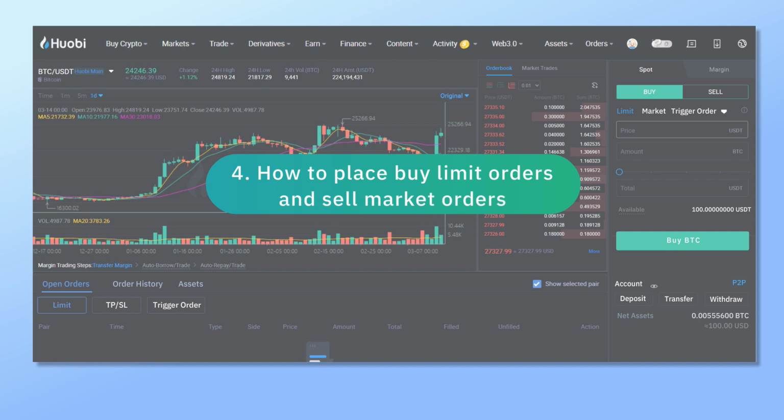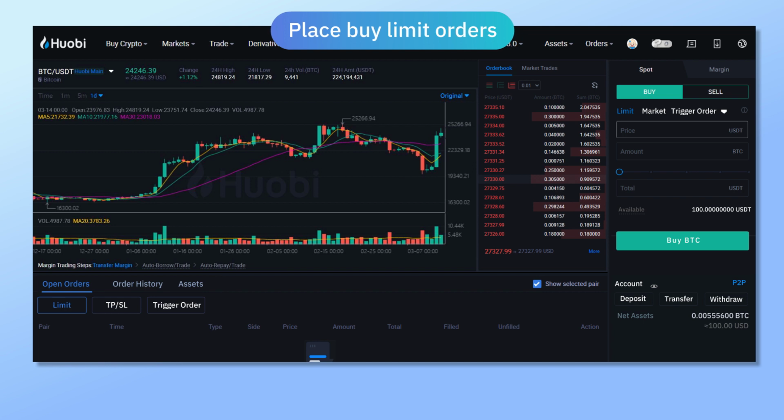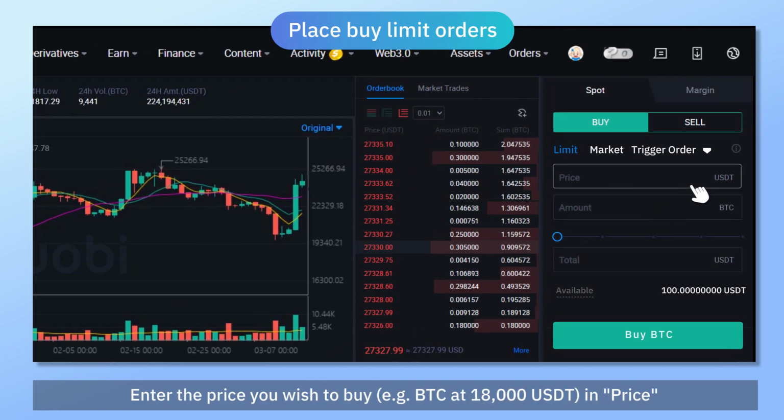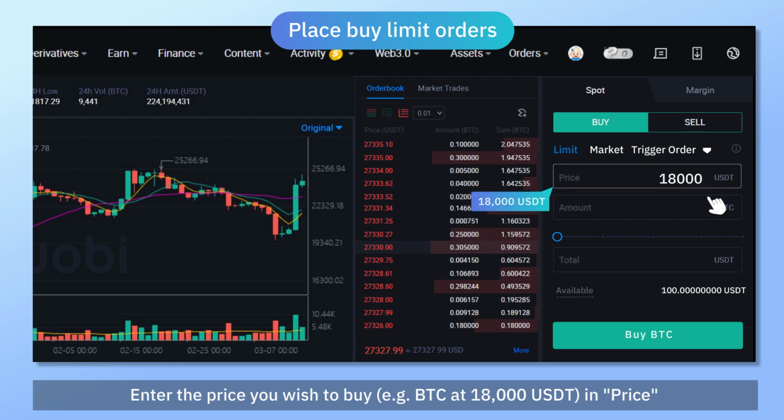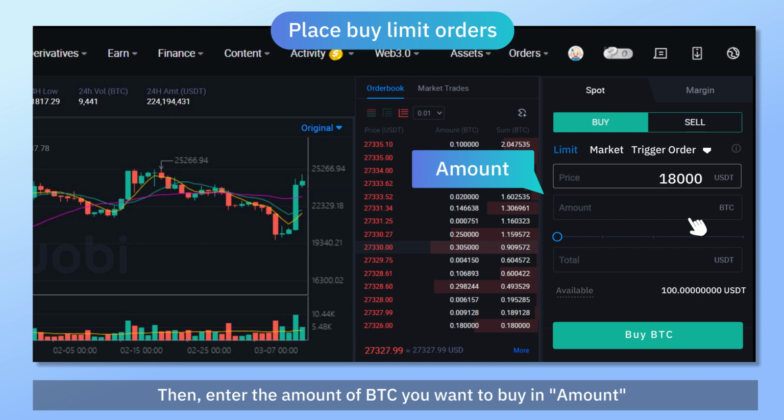4. How to place buy limit orders and sell market orders. Place buy limit orders. Enter the price you wish to buy. For example, BTC at 18,000 USDT in price. Then, enter the amount of BTC you want to buy in amount.